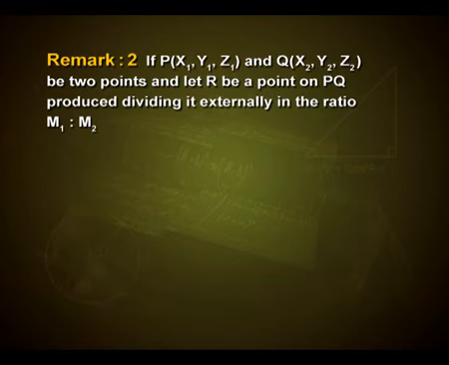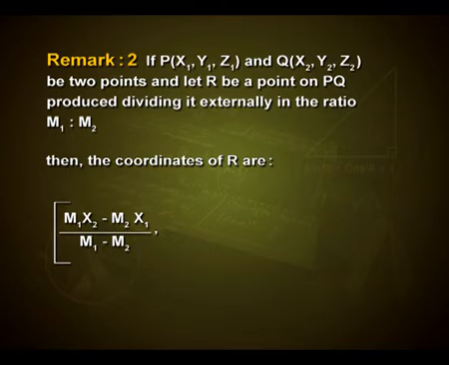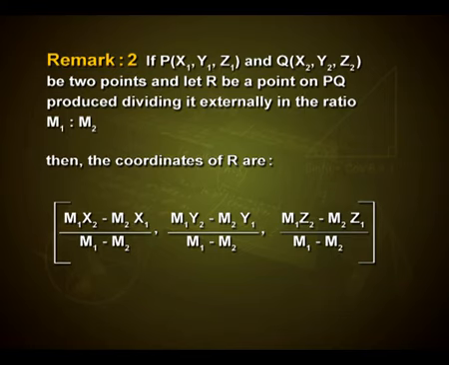And another important remark here: if P (x1, y1, z1) and Q (x2, y2, z2) be 2 points, and let R be a point on PQ produced dividing it externally in the ratio m1 is to m2, then the coordinates of R are (m1 x2 minus m2 x1) upon (m1 minus m2), comma (m1 y2 minus m2 y1) upon (m1 minus m2), comma (m1 z2 minus m2 z1) upon (m1 minus m2).